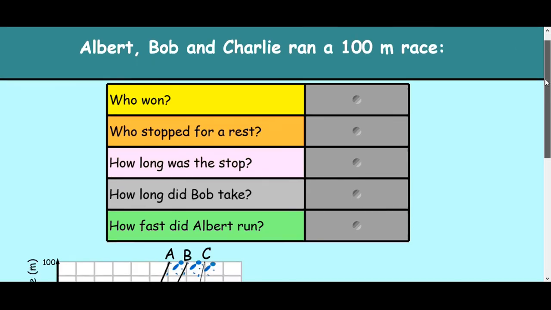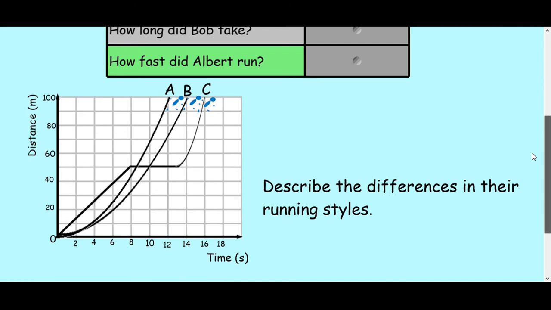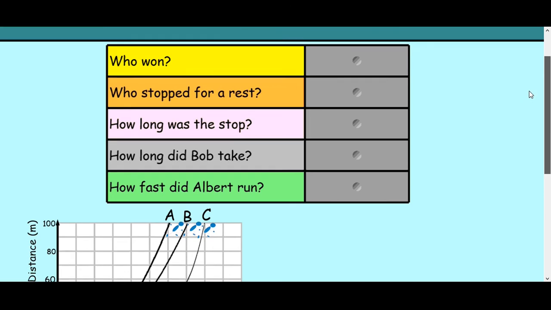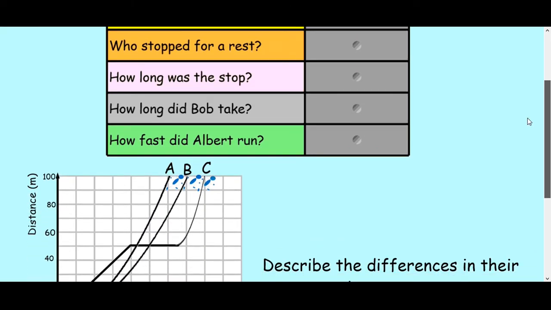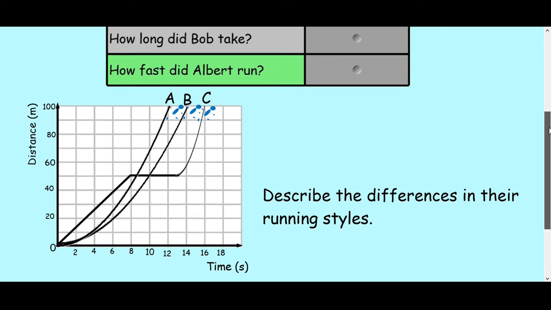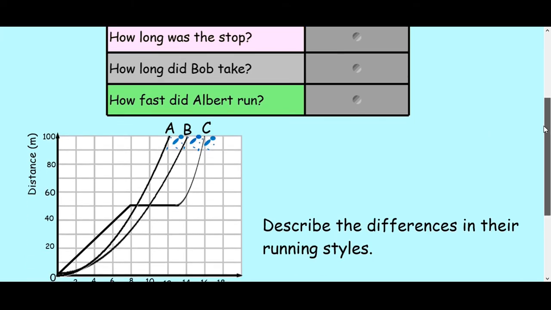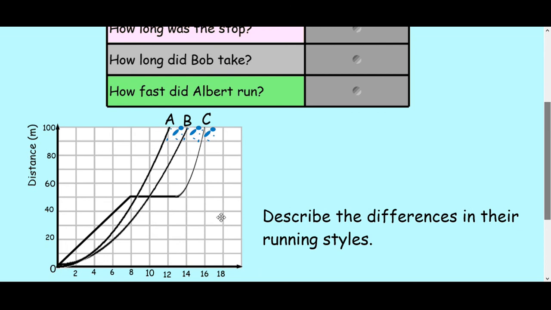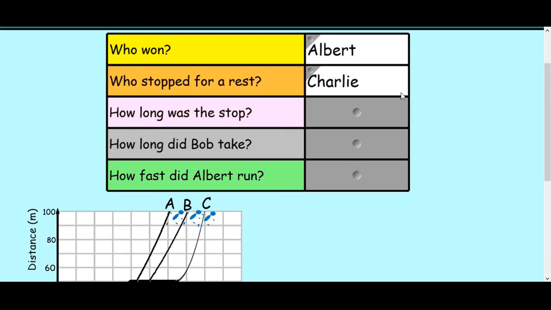Okay, last part in this section, I suppose. Albert, Bob and Charlie run a 100 metres race. Let's look at them. So they all run a 100 metres race. I guess A stands for Albert, B stands for Bob, and C stands for Charlie. Who won the race? Well, the person that ran it in the fastest time, so that would be A, wouldn't it? Albert. Who stopped for a rest in a 100 metre race? Well, there's the rest there, isn't it? That would be C. Charlie must have got tired, stopped for a rest.